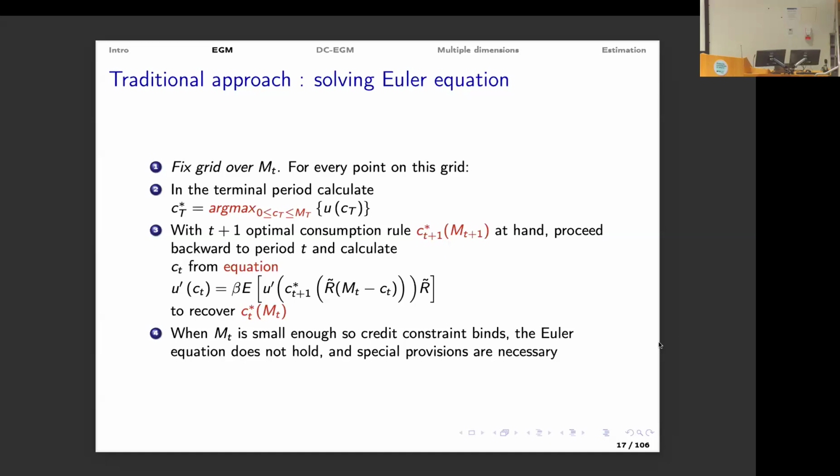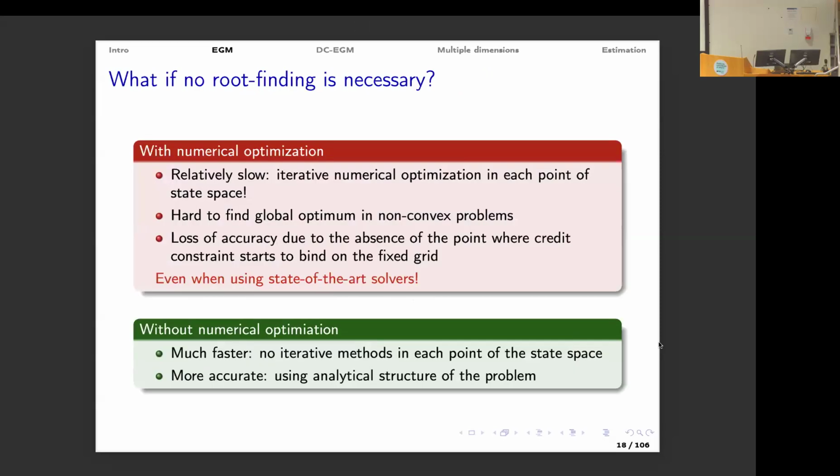Again, fix the grid over M. In the terminal period, solve that problem, which is very simple, and otherwise solve the equation that describes the optimal choice. And then again, iterate until convergence, or iterate back until the first period.